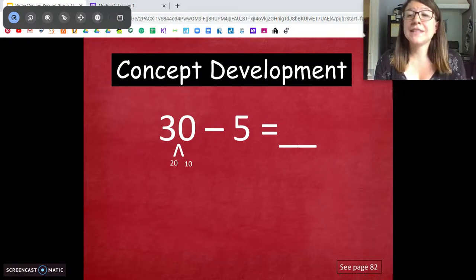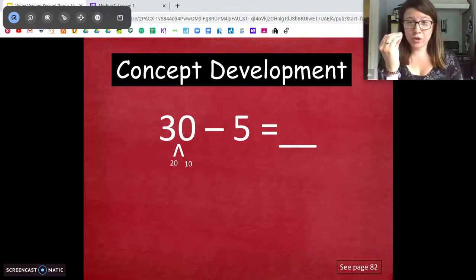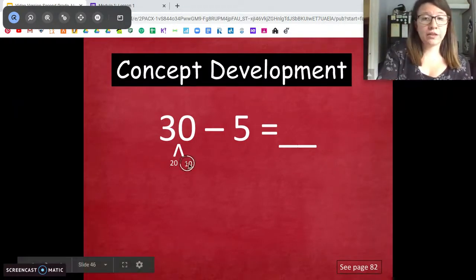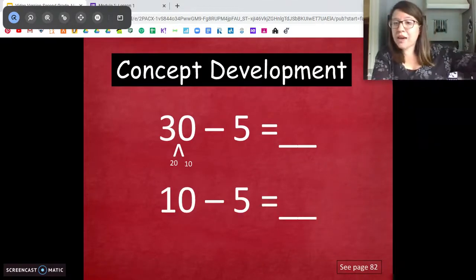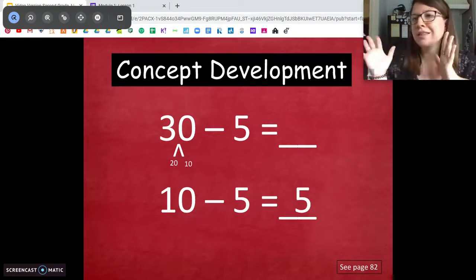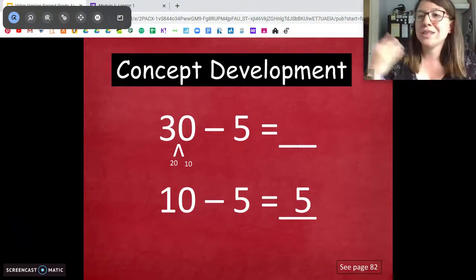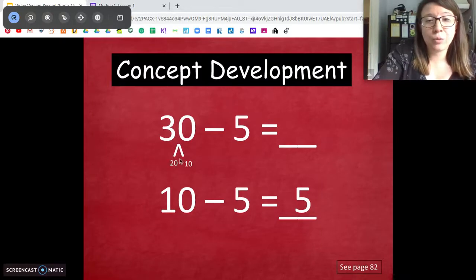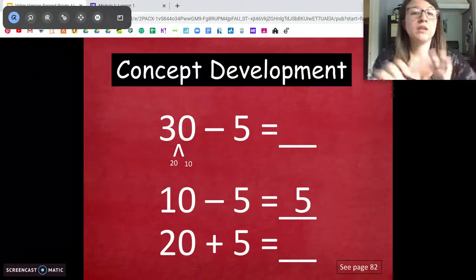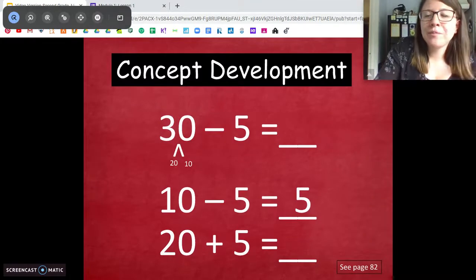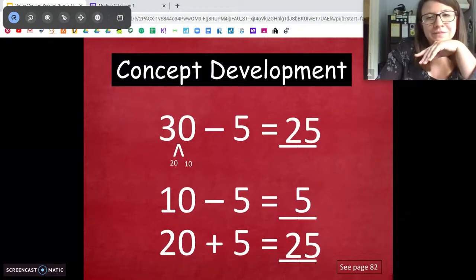Okay, 30 minus 5, same idea. We're going to take 10 from the 30. So we broke this down and we have 20 and 10 to equal 30. Now we're going to take the 10 and the 5, and we're going to do 10 minus 5. Easy peasy fact, you know that is 5. Now we can't just leave this alone. The answer is not 5. We still have this extra 20 here that we need to work with. So we're going to take the 20 and add it to the 5 because we know there are still 2 extra 10s we have to work with. 20 plus 5, easy peasy fact, 25.